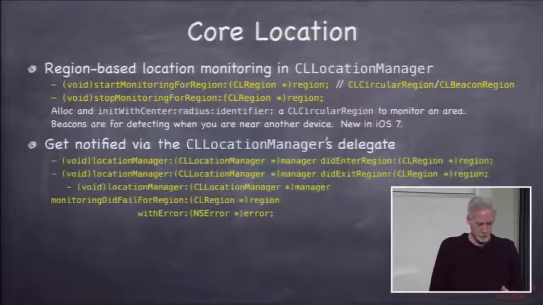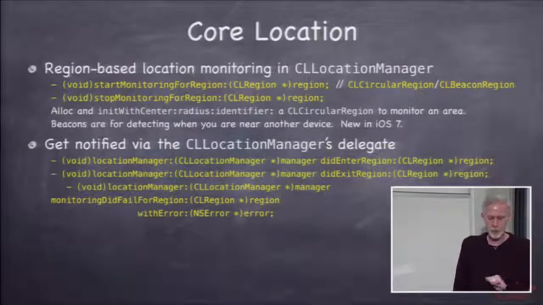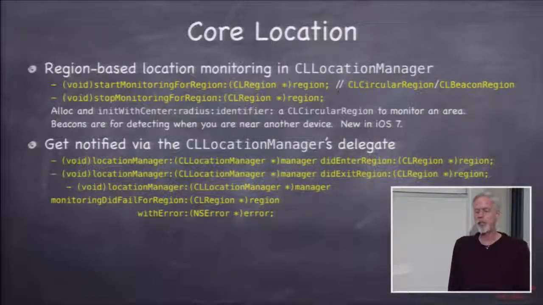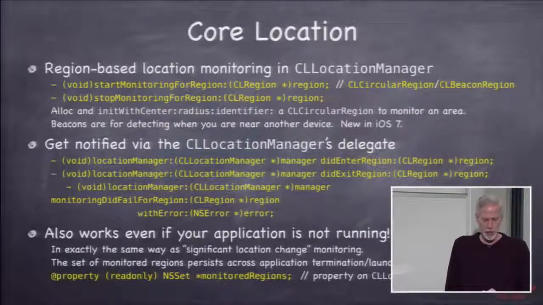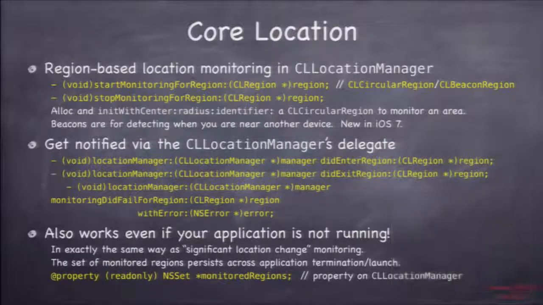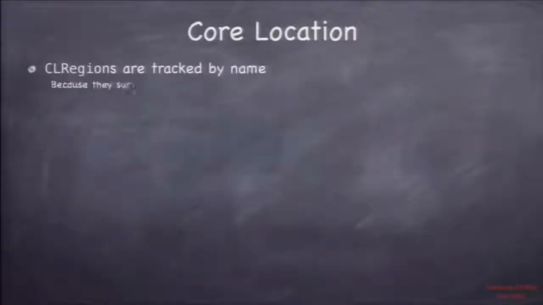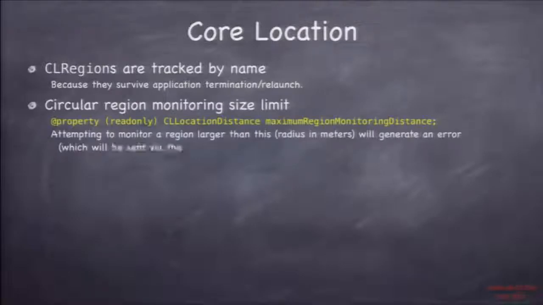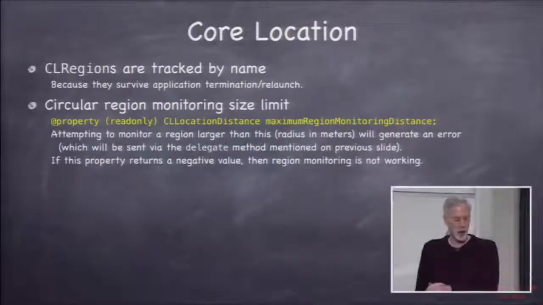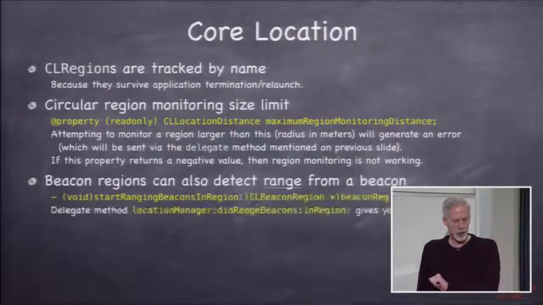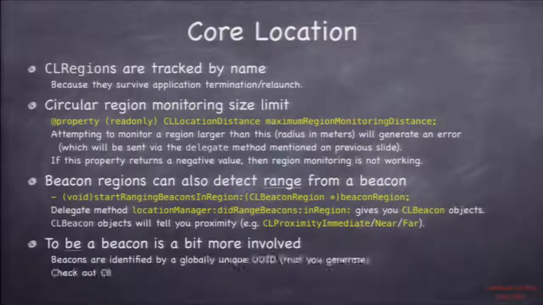By the way, here are the delegate methods you get: did enter region and did exit region. And you'll get launched. Sorry, I'm fast-forwarding here. Regions are tracked by name, because they have to exist when you're not launched. There are maximum monitoring distances.